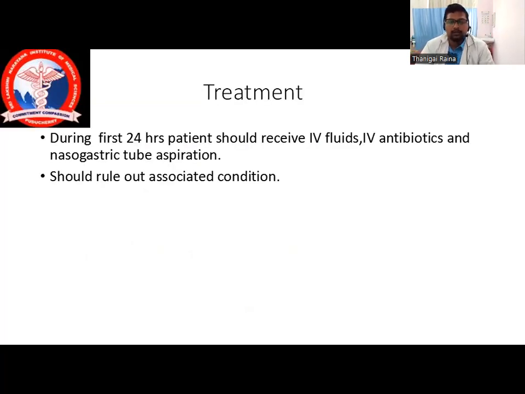So treatment. How will you treat? Management is okay, protocols are okay. So how will you treat? During the first 24 hours, the patient should receive IV fluids, IV antibiotics, and nasogastric tube aspiration. Also, you should rule out other associated conditions.